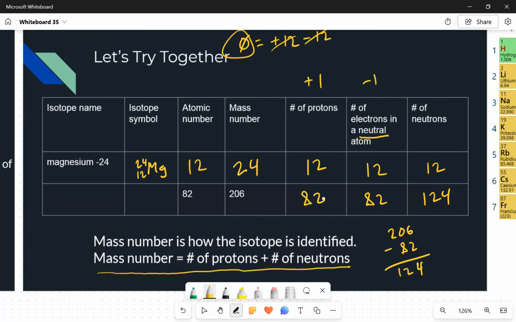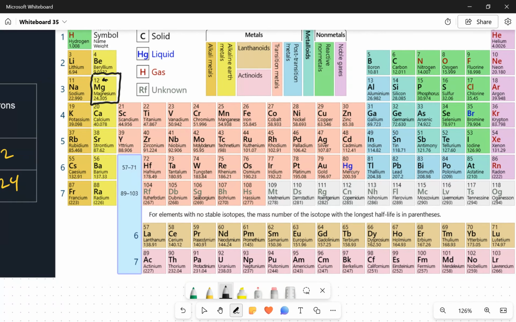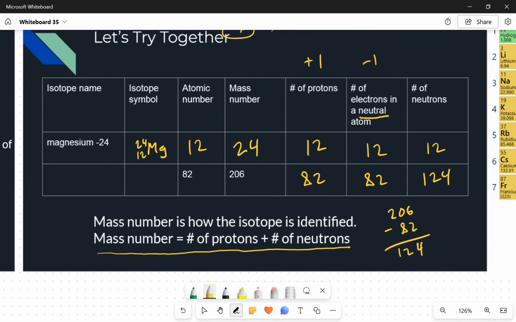Okay, I know that atoms are identified by their number of protons. So if I go to my periodic table and I find number 82, that's this guy right here. That's lead. And lead's atomic symbol is Pb. So my isotope symbol is Pb. On the top left, I put the mass number, that's 206. Bottom left, I put the atomic number, that's 82. And there's my isotope symbol.